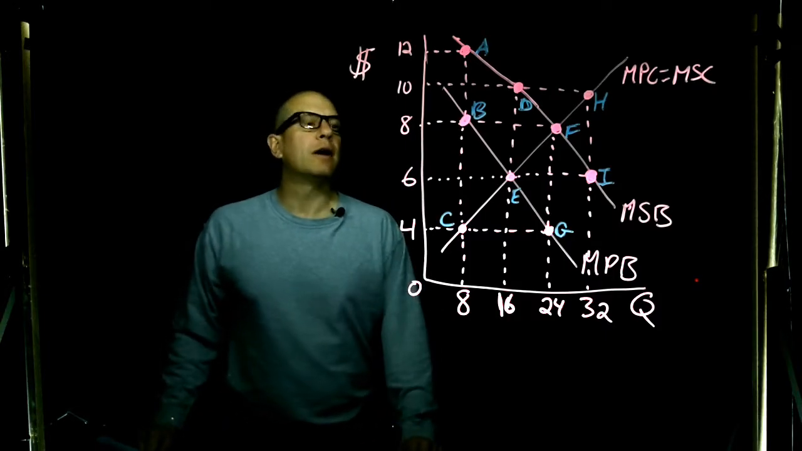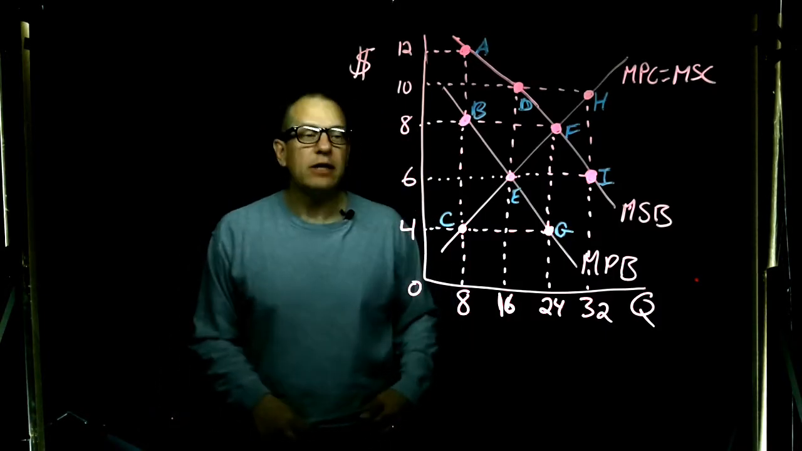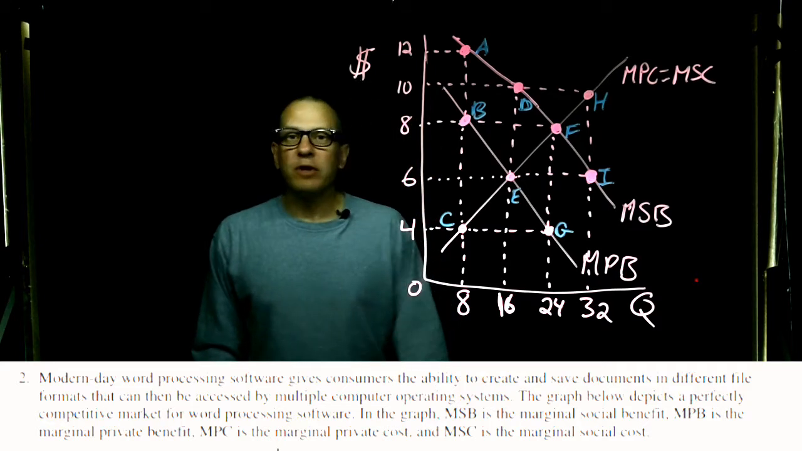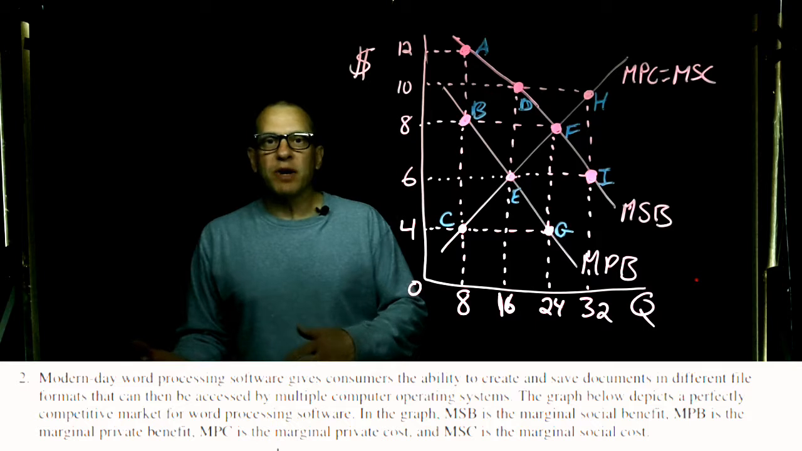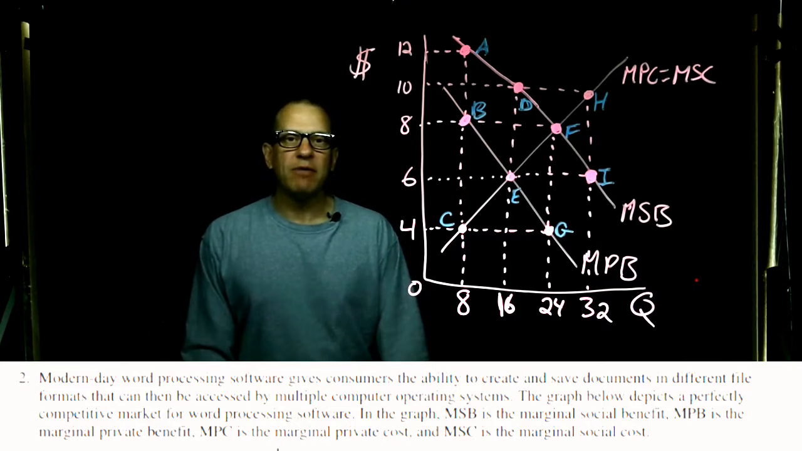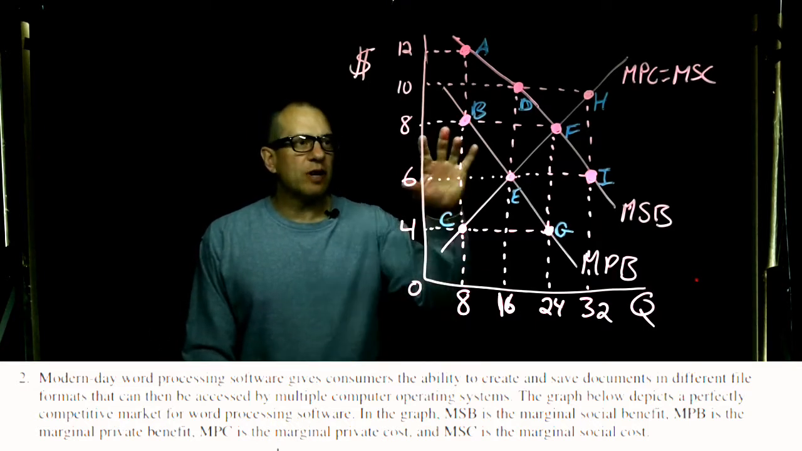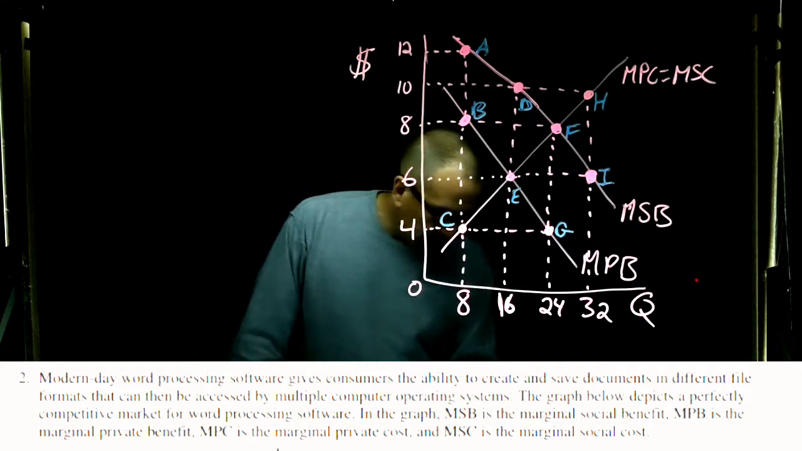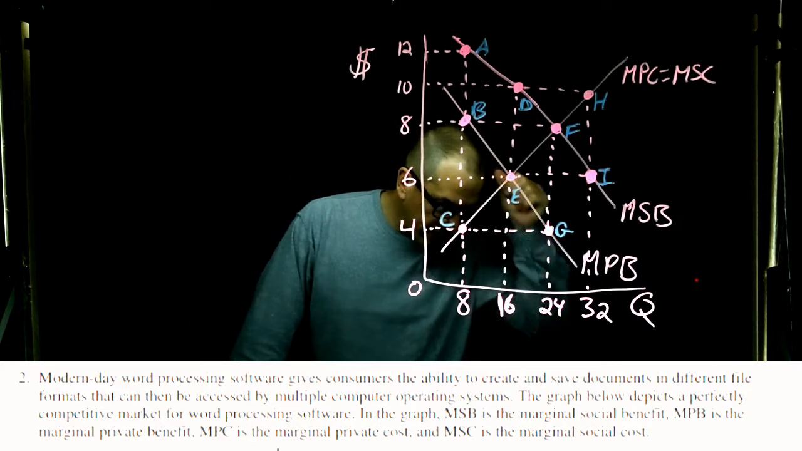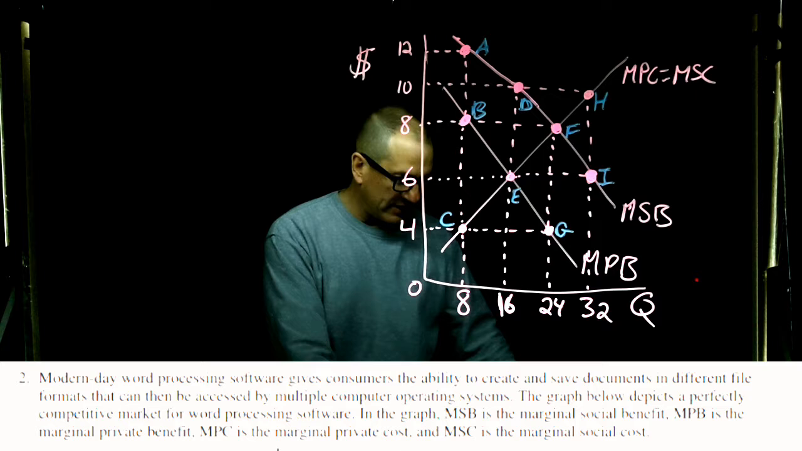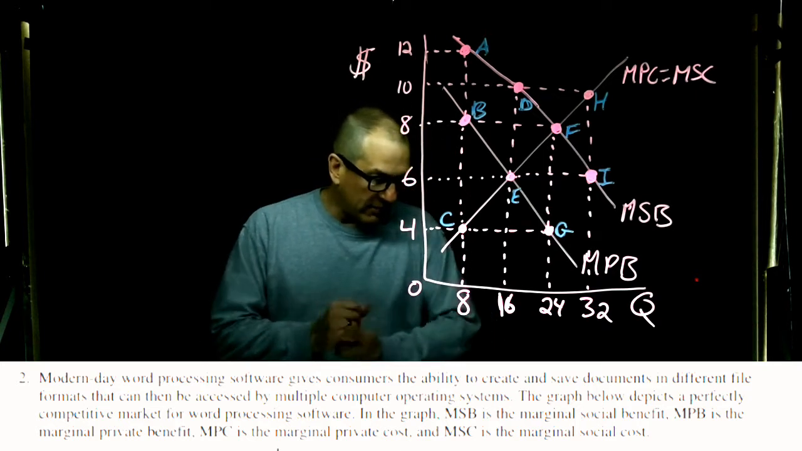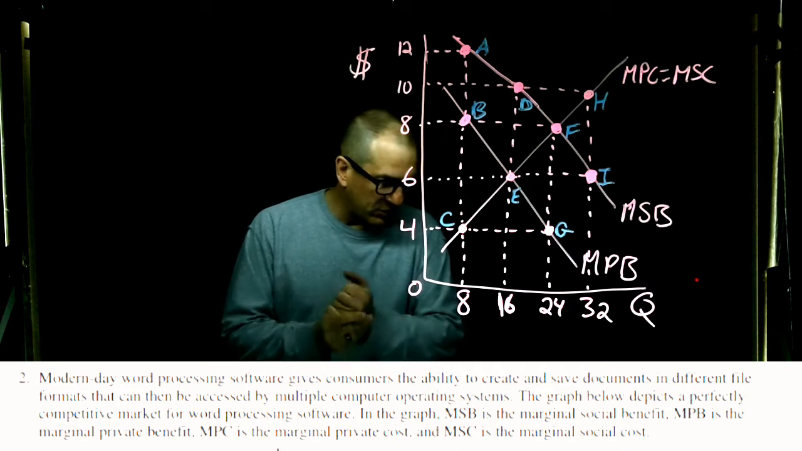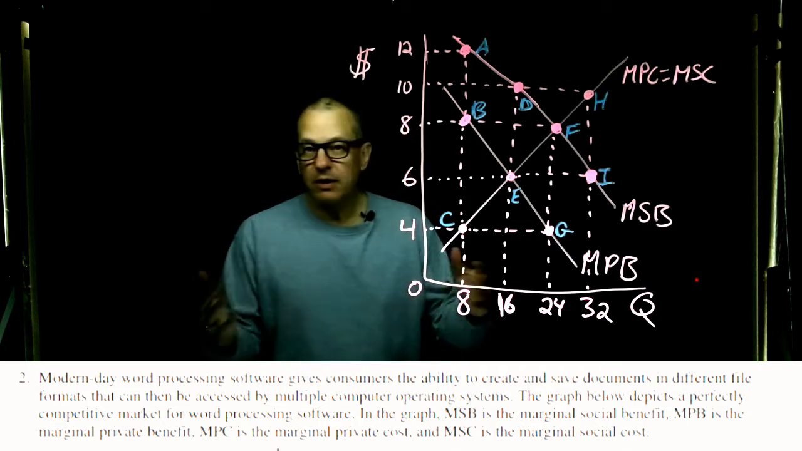Okay, so we're looking at 2018 question number 2, dealing with marginal social cost, marginal social benefit, marginal private costs, and marginal private benefits. And it starts off with this graph right here. Modern day word processing software gives consumers the ability to create and save documents in different file formats that can then be used, accessed by multiple computer operating systems.